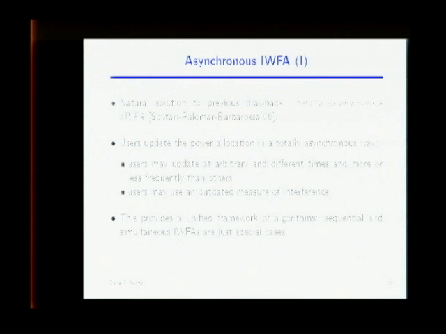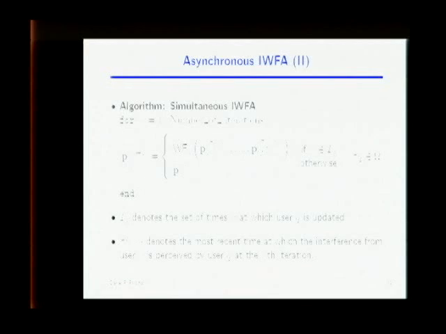Well, this would be the description of the asynchronous. It's like before, but more general. So user q is updated only when the time belongs to this set, T_q. In fact, T_q denotes the set of times at which user q is updated. So we can choose any kind of scheduling. Otherwise, it's not updated. When it's updated, it uses the waterfilling, but maybe using outdated information. This tau_rq denotes the most recent time at which the interference from r is estimated by q.